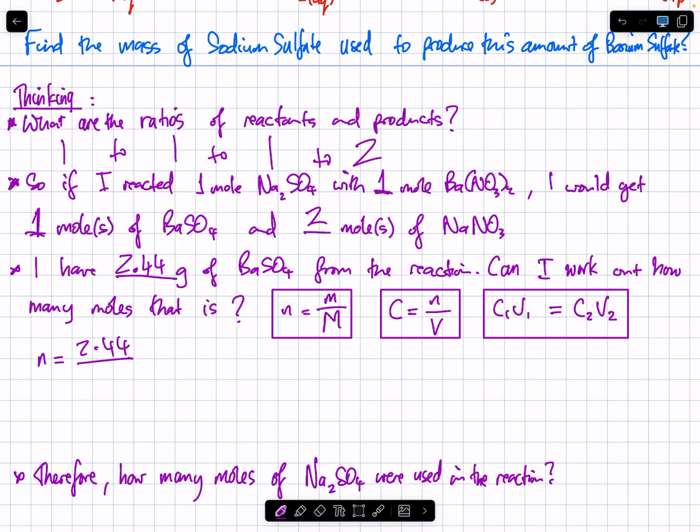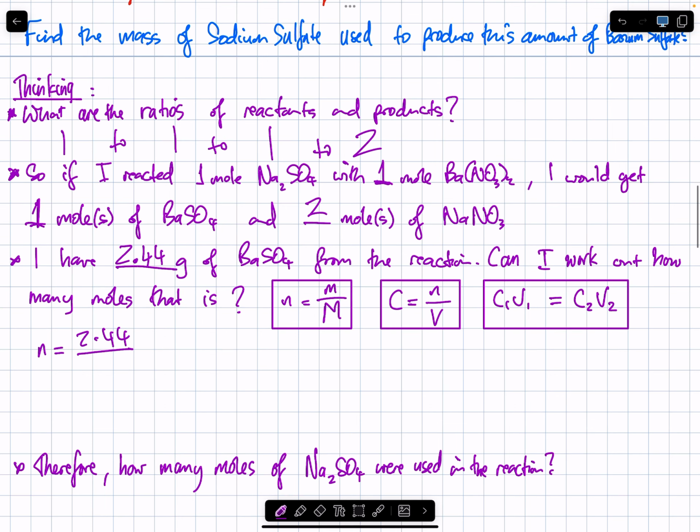I don't currently know the molar mass, but do I have a periodic table to work that out? Okay, can you please do that now? N is 2.44 divided by the molar mass of BaSO4. Use your periodic table if anyone needs one. I've got a spare here.